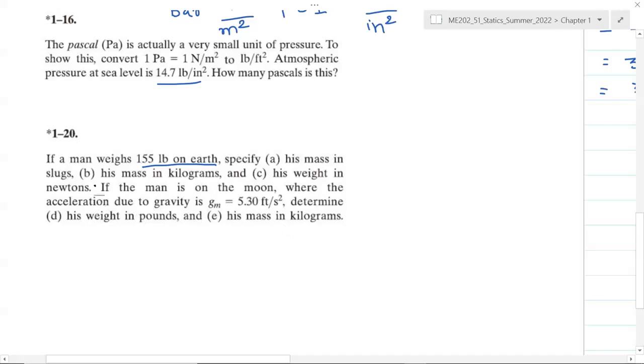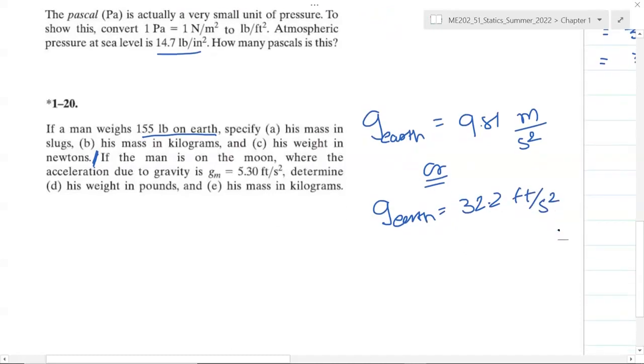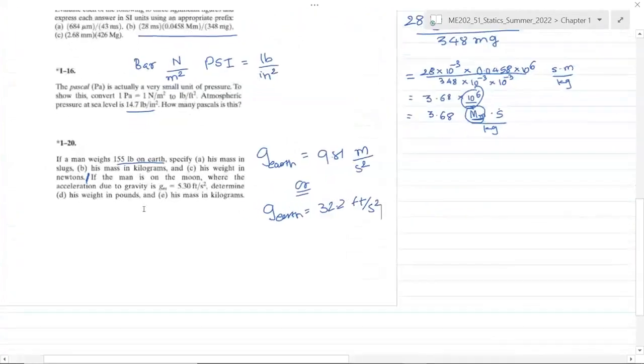We will only solve the first part of the problem up to here, and the remaining part is the same procedure. The only difference is the gravitational acceleration on the surface of the earth. So g of earth is 9.81 meter per second square, or in FPS system it's 32.2 feet per second square. Okay, and for the moon, where gravity is 1/6 that of earth, its value is 5.30 compared to 32.2. Okay. So let's apply this solution to this problem.